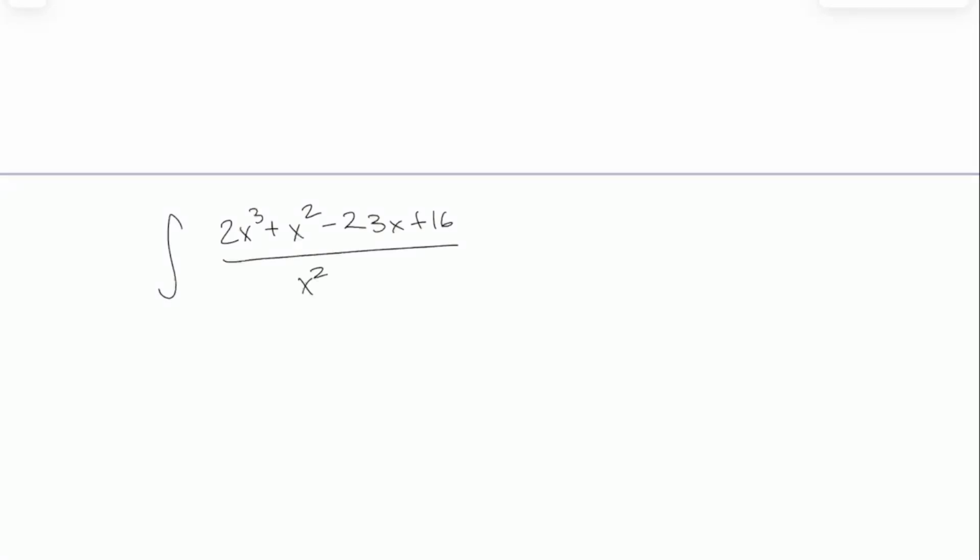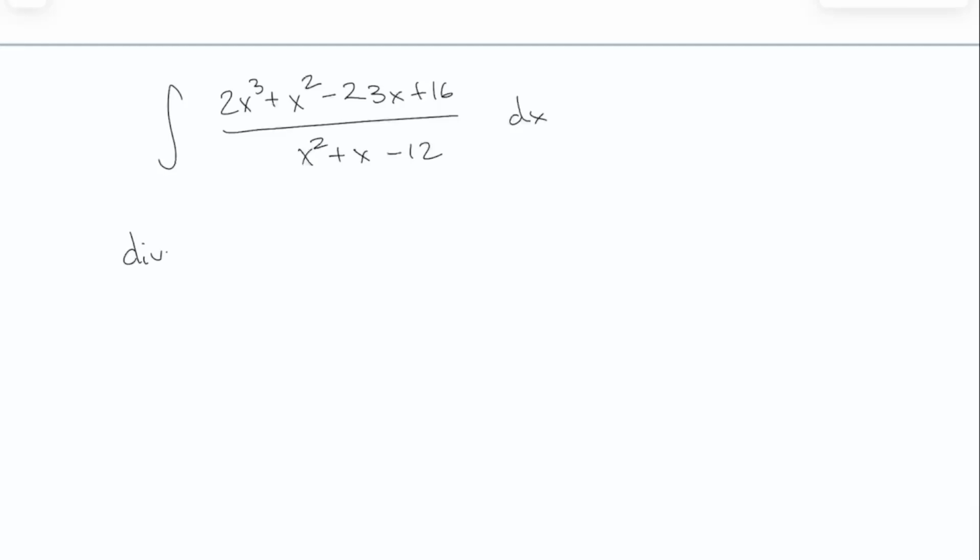This one, we start with a cubic on top, but a nice factorable quadratic on the bottom. I kind of like the bottom for the sake of partial fractions because it factors easily into a +4 and a -3. But the top is too crazy. The way to remedy this is by dividing. So we are going to divide that fraction.